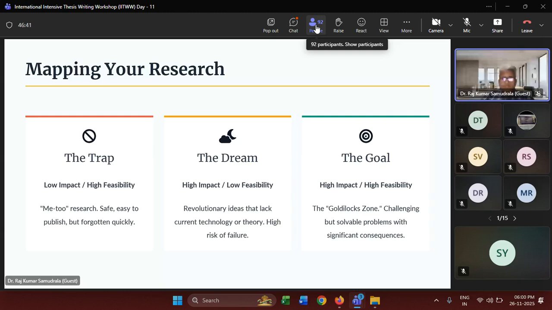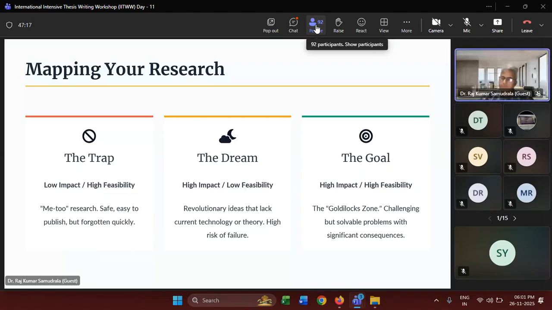So among these three, which type of research is really useful? Either the trap, the dream or the goal, which one do you choose? Low impact with high feasibility, high impact with low feasibility, or high impact and high feasibility. Which one is your choice? The last one, sir. Exactly, the last one, because after completion of the task, we can get high impact.